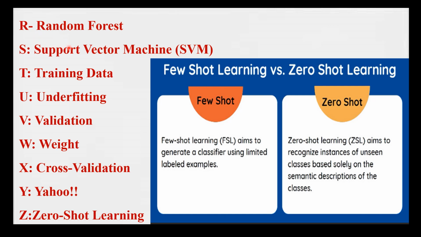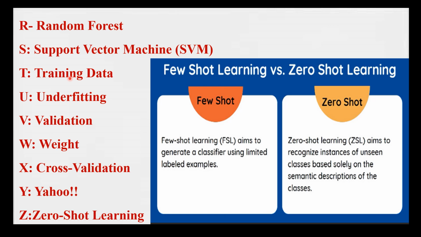S is support vector machine. So imagine a line separating apples from oranges in a grocery store. Support vector machines are a type of machine learning model that finds the best fitting hyperplane to separate data points into different classes or categories.